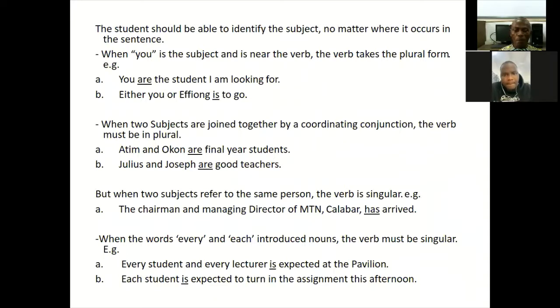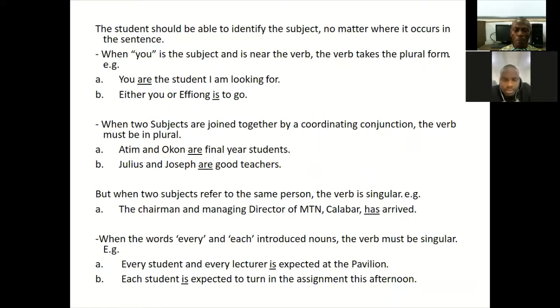But I went on to say that when two subjects refer to the same person, the verb is singular. That means we are saying that we can have a condition where a subject could have an apposition. For example, the chairman and managing director of MTN Calabar has arrived. We are simply saying that the chairman and managing director is the same person and not two. If they were to be two, the verb would have been plural, but it is the same person we are talking about.